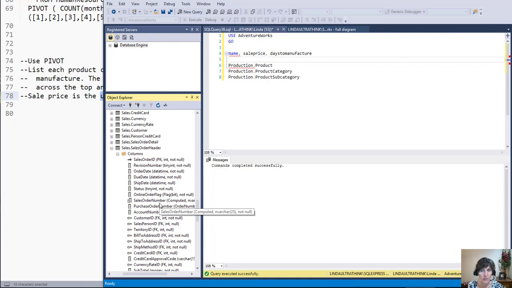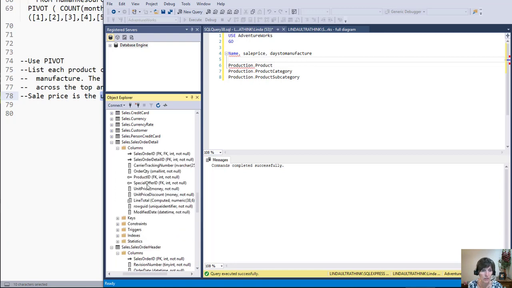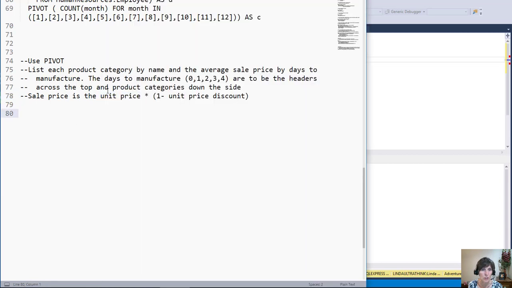Notice that a big part of this is to actually being able to find the information that we need, and that you just do by keeping to look around. So just keep on looking till you find it. Here's the sales order detail, and bingo, there we have unit price and unit price discount, which are the two things that we need to do sales price.